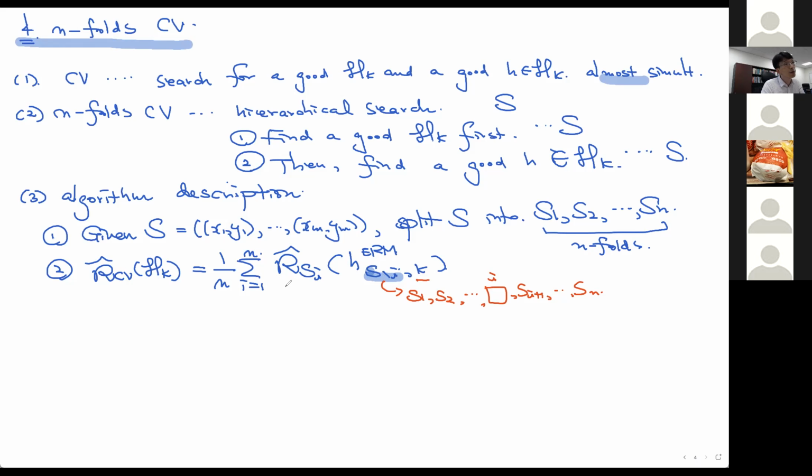Okay. And we repeat this process for i equal to 1 to n. So in the first step, S1 is excluded, and the others are used for training in some sense. And then we evaluate with respect to S1. In the second step, S2 is excluded, and all the others are included for training. And then the examples in S2 are used to evaluate what we get from the training, and so on. So we do this.